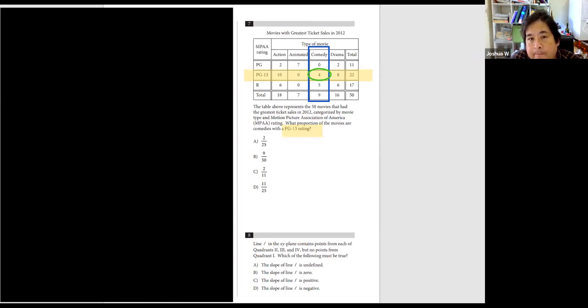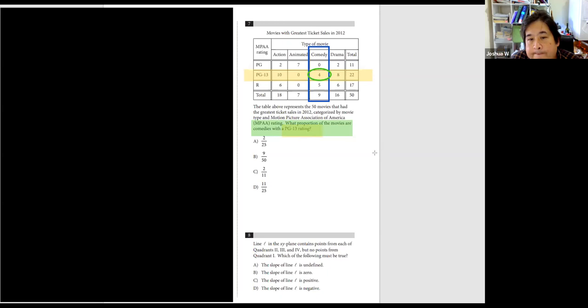Okay, so first, just add all the numbers that are in the PG-13 row. 14 plus 8, which is 22. And look at the comedy section, so it's 4 over 22. Divide, 2 over 11, C.